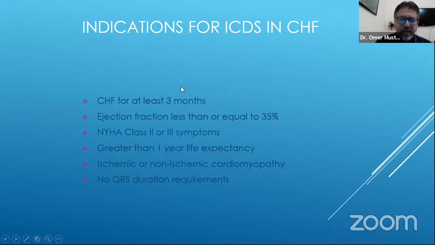So what are the indications? Just to summarize them: heart failure for at least 3 months, ejection fraction less than 35, NYHA class 2 or class 3, greater than 1 year of life expectancy, ischemic or not, both help, more in ischemic but also non-ischemic. For a plain ICD therapy, no QRS duration is required.